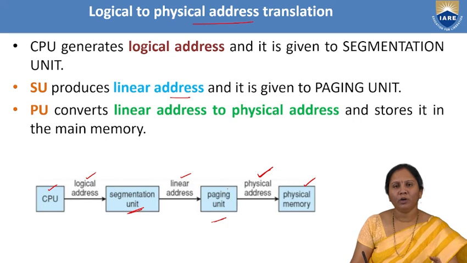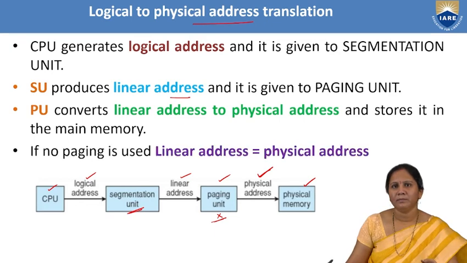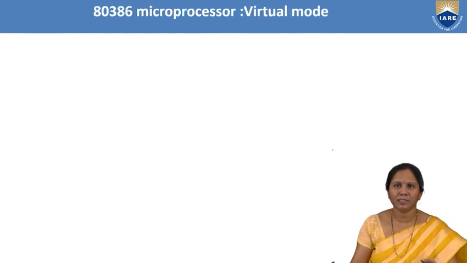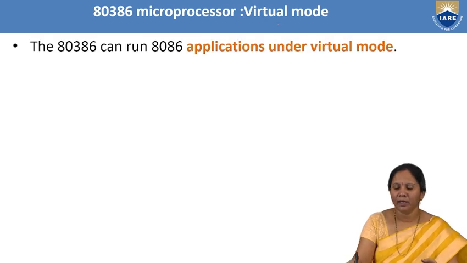So there are two methods: one is disabling the paging unit and the other is enabling the paging unit. If the paging unit is disabled, then the linear address is the same as the physical address. If no paging is used, the linear address will be equal to the physical address. No conversion is done. And the third operating mode of the 80386 microprocessor is virtual mode.